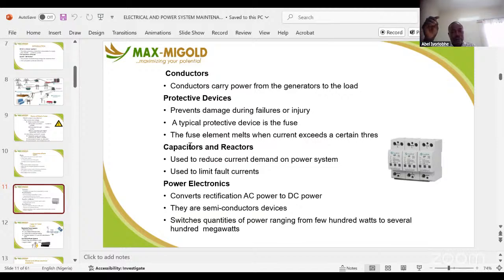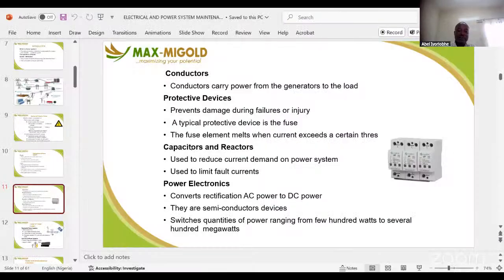So we have capacitors and reactors. They are used to limit fault current. They are also used to prevent exorbitant bills at the end of the month. They are part of electrical network equipment. We have power electronics. They convert AC power to DC power. They switch quantities of power ranging from a few hundred watts to several hundred watts. So these are part of the electrical network.